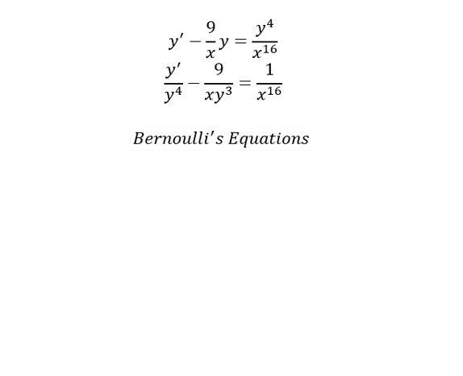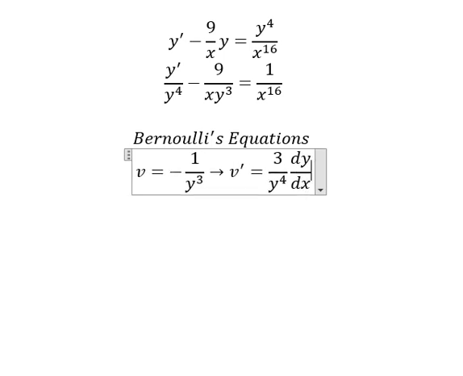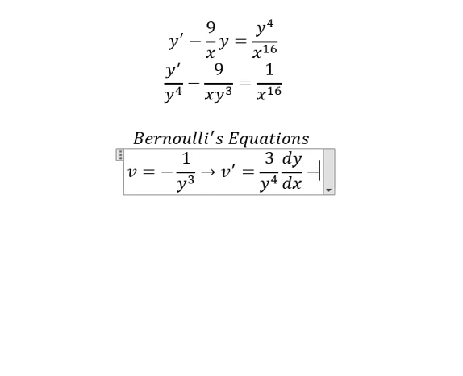So in this situation, I will put v equals to negative 1 over y to the power of 3. So if we do first derivative, we have 3 over y to the power of 4 dy over dx after we do first derivative in here. So because we don't have number 3, we need to divide both sides by number 3.